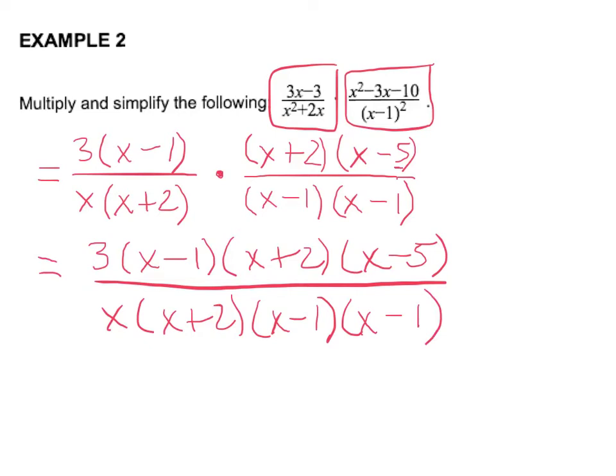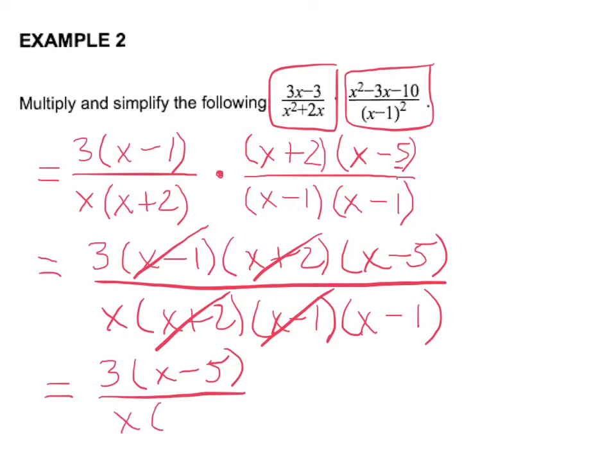So our next step is to look for the common factors in the numerator and denominator, and it looks like we'll have x minus 1's canceling and x plus 2's canceling, but only one of those x minus 1's is going away. And then we're left with 3x minus 5 divided by x times x minus 1. And like I said before, we're just going to leave it in factored form. We're not going to distribute the 3 or the x. This is going to be our suitable answer for our simplified form.